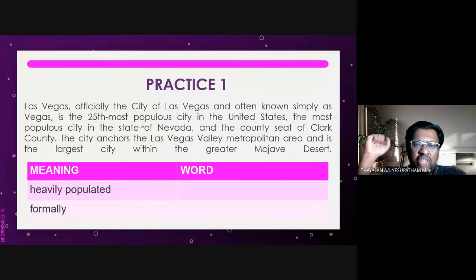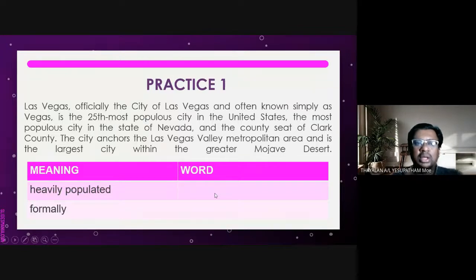If anyone were to give me the answer as "most populous," your answer is wrong. Why? If you look here, it says word. Word means satu perkataan, bukan frasa, bukan words, one word. So, although the meaning is in two words, the word should only be one. What do you think is the word? Populous. Very good. Populous is the right answer.